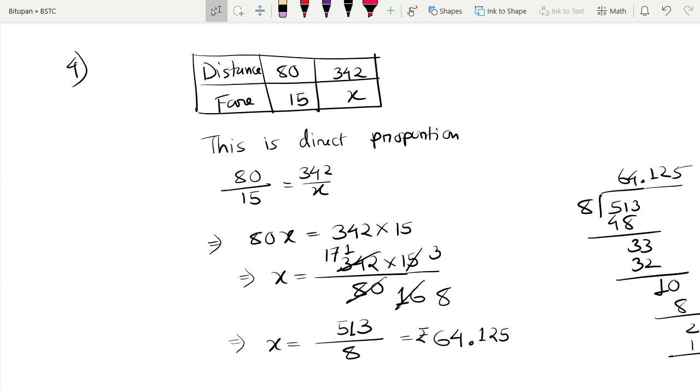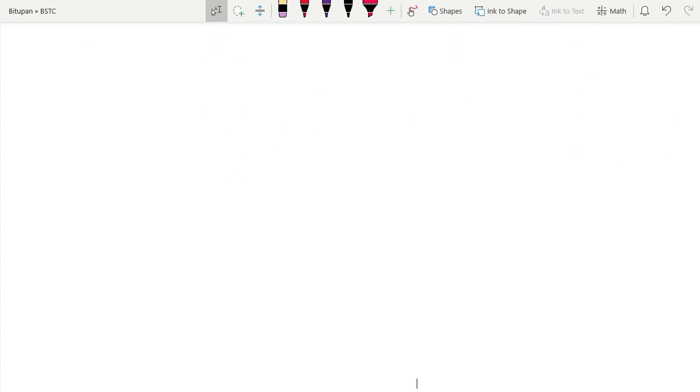Now let's start question number 5. The value of a plus b whole square plus a minus b whole square. We have to find the value of this.